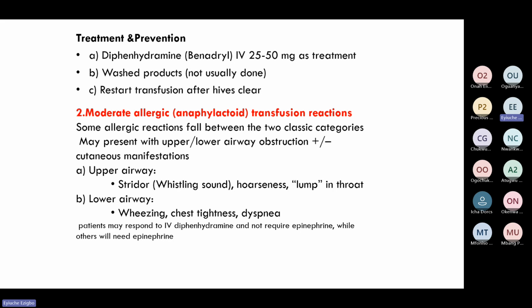So moderate allergic anaphylactoid transfusion reaction. Some allergic reactions fall between the two classes of mild and severe. So they are classified as moderate transfusion reactions, and they may present with upper and lower airway obstruction, with cutaneous manifestations.